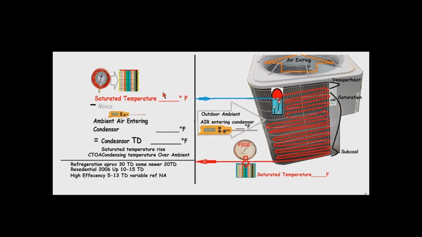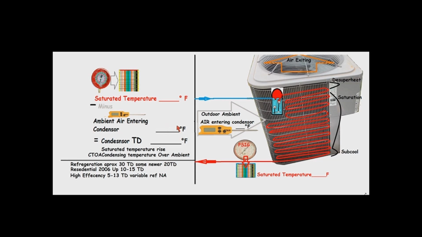Let's look at the saturated temperature a little different way. As the air temperature starts to go up, our head pressure is going to go up, and our saturated temperature is tied directly with our head pressure. So refrigeration systems have approximately a 30-degree TD. Some newer ones have approximately a 20-degree TD. Let's say we have an older walk-in freezer, and it has a 30-degree TD.